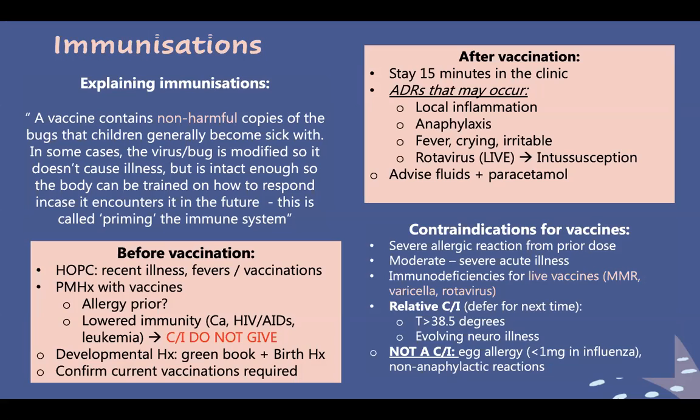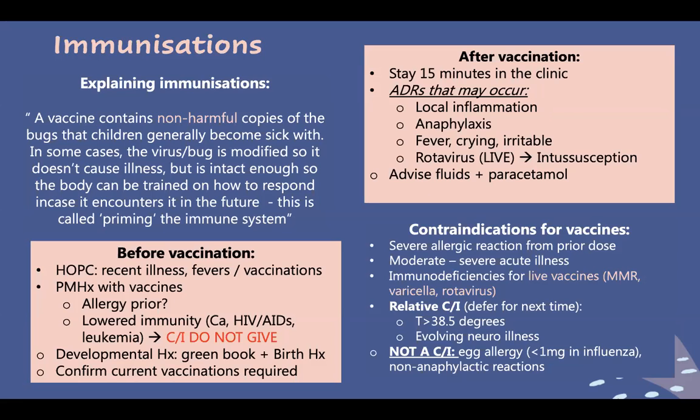You discuss a little bit about the developmental history, grab their green book, and you normally just have to sign off on the vaccinations. Obviously you'd go according to the schedule, and if they're greater than 6 months, you consider giving them influenza, but the schedule is on the next slide.